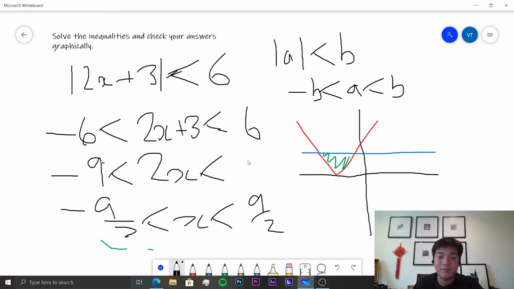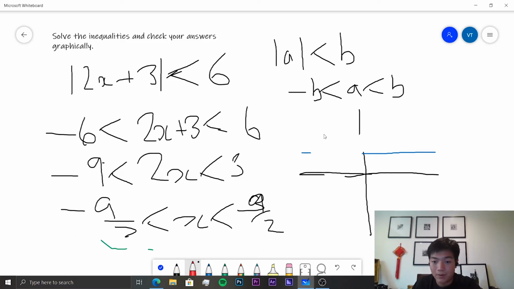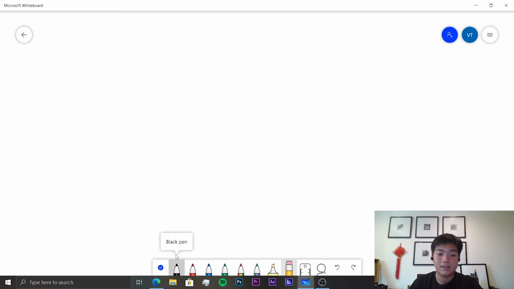Subtracting 3 from 6 should be 3, and so therefore this should be 3 over 2. So this probably wasn't an exact graph. Let me just take that out. And the graph probably looks something a lot more like this. Nope, it's too perfect, like that. And the area we're looking for is here. Okay, so that was one down.